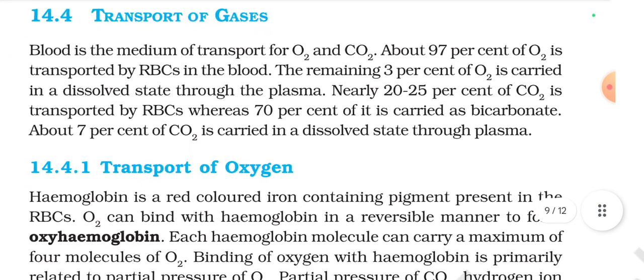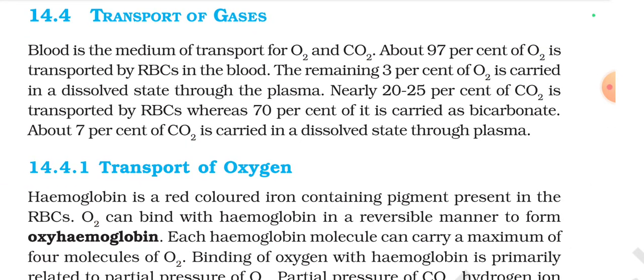Transport of gases. Blood is the medium of transport for oxygen and CO2. About 97% of oxygen is transported by RBCs in the blood. The remaining 3% of oxygen is carried in a dissolved state through the plasma. Nearly 20 to 25% of CO2 is transported by RBCs, whereas 70% of it is carried as bicarbonate. About 7% of CO2 is carried in dissolved state through plasma.